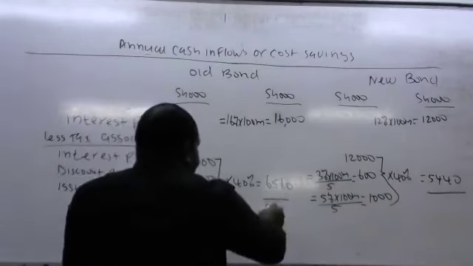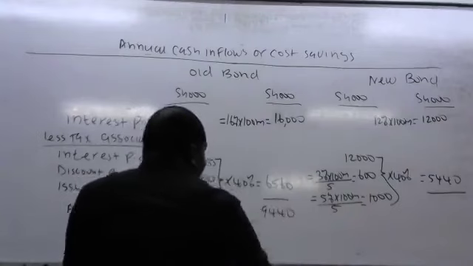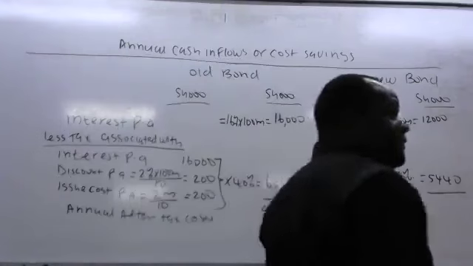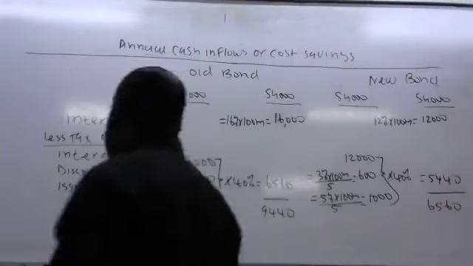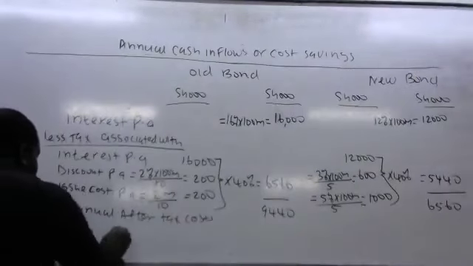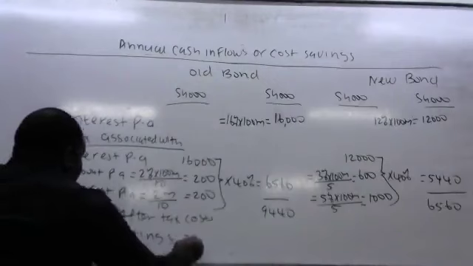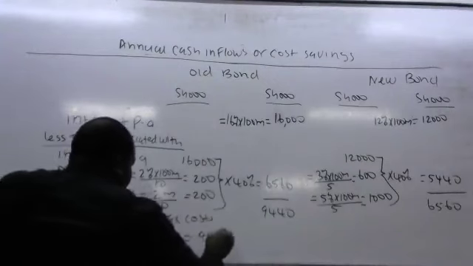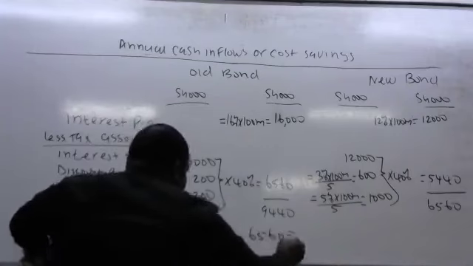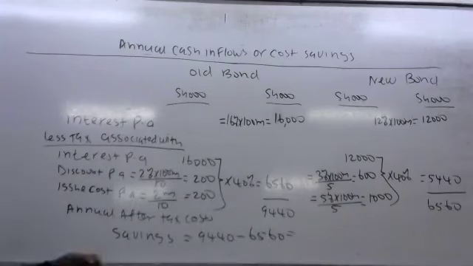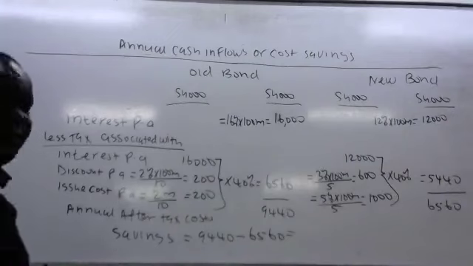Here, 9440. Now here, 65, 60 like that. So now we want to get the annual savings. To get the savings, you simply take 9440 and subtract the 65, 60.